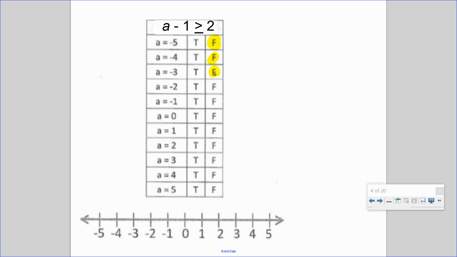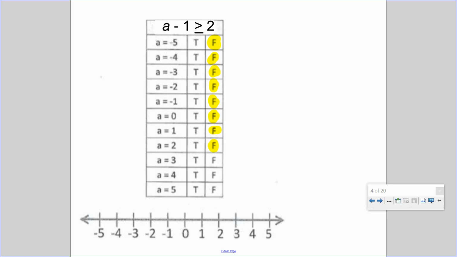Nope. Negative 2 minus 1 is negative 3, not greater than 2. Negative 1 minus 1 is negative 2. Nope. 0 minus 1, that is not greater than 2. 1 minus 1 is 0. Nope, not greater than 2. 2 minus 1 is 1, not greater than 2.